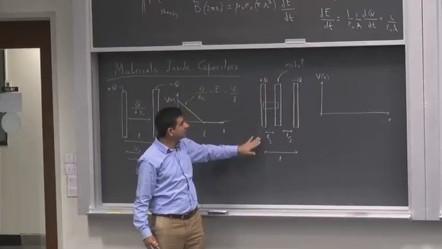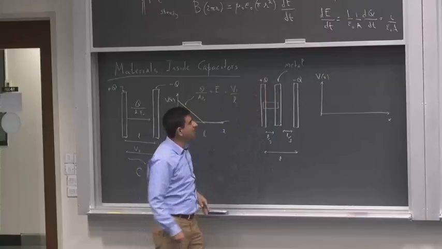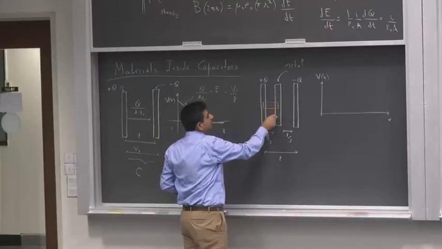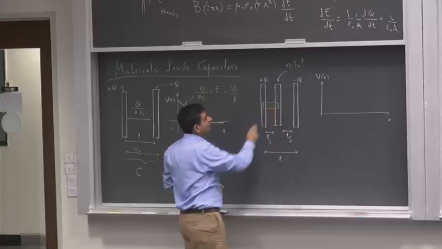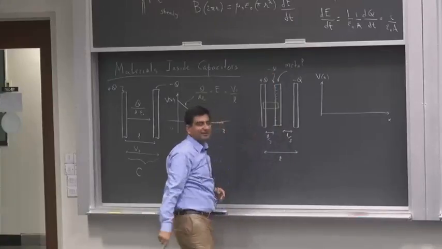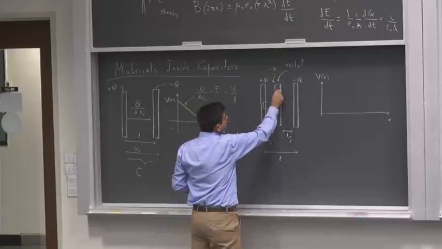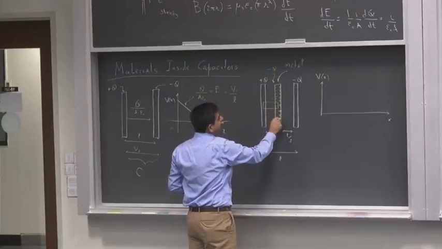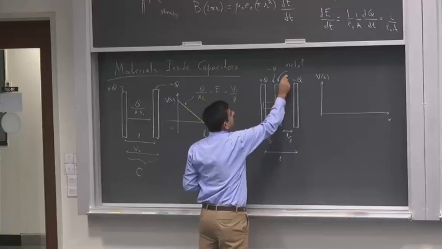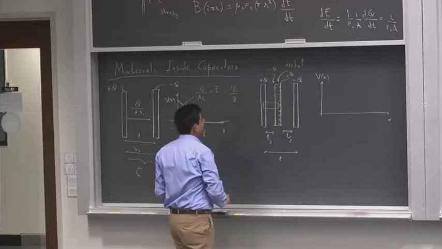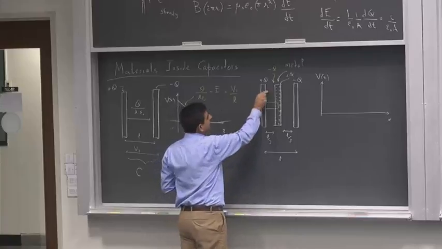Total charge on this surface is plus Q. A negative charge of the same amount is going to build up on the surface of this metal plate. So this charge is going to be minus Q. And a positive charge of the same magnitude is going to build up on this plate, which is plus Q. So this is minus Q, plus Q, hence an electric field is going to be established.